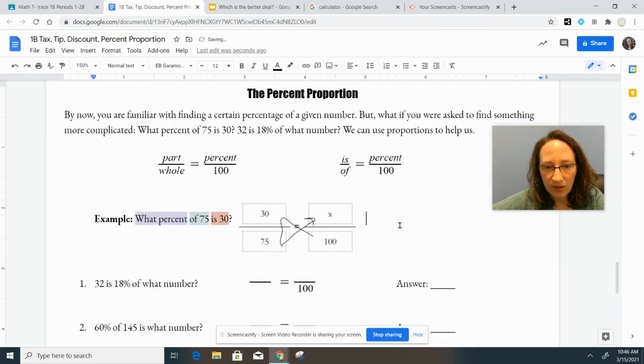And you know what? I did not put in a spot for the answer. I'll go ahead and put it here. Okay. And because the missing number was a percent, I'm going to leave my answer as 40 with a percent symbol there. So that's our first example.